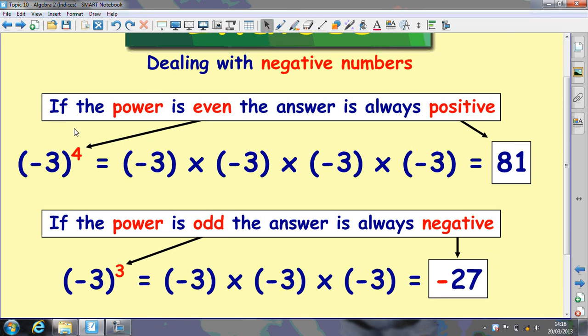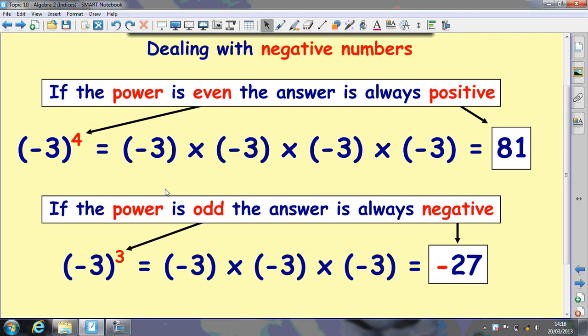Now, a wee hint for you, if the power is even when you're dealing with negative numbers, the answer is always positive. It's like squaring a negative number. When you square a negative number, it becomes positive, like negative 3 times negative 3 will give you 9. And if you have multiples of even numbers, this is always going to be the case. It always turns out to be an even numbered answer. So you could essentially just do 3 to the power 4 and then work out it's a positive.